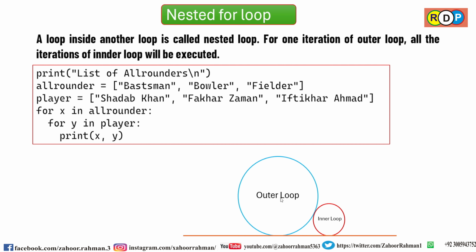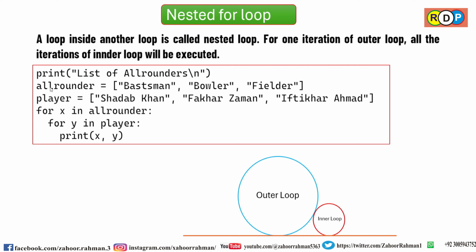Let's do this with the help of an example. I am writing here print list of all rounders. This is a simple statement I am giving, and then the escape sequence \n is there for the next line. So it will leave an empty line and will go to the next line.